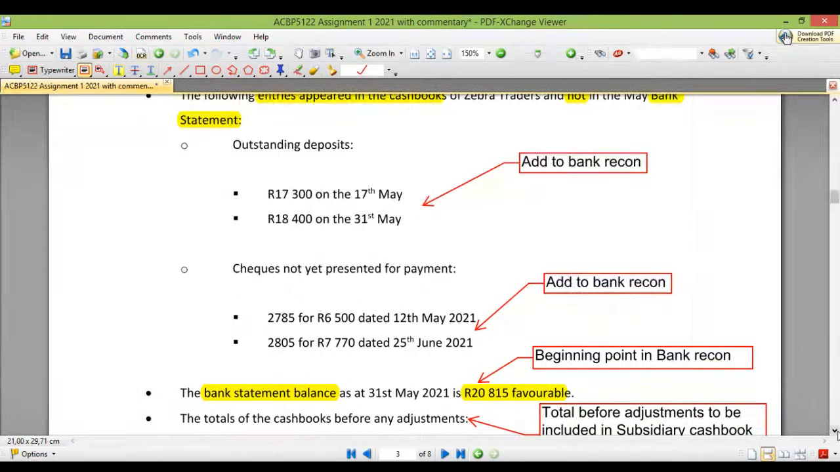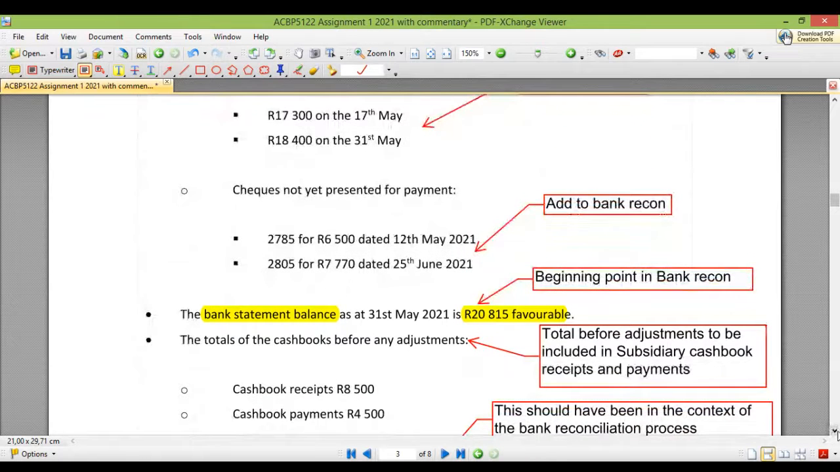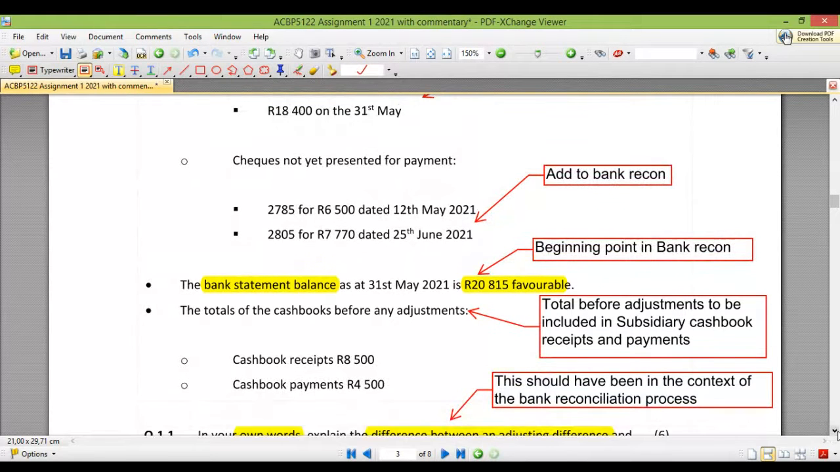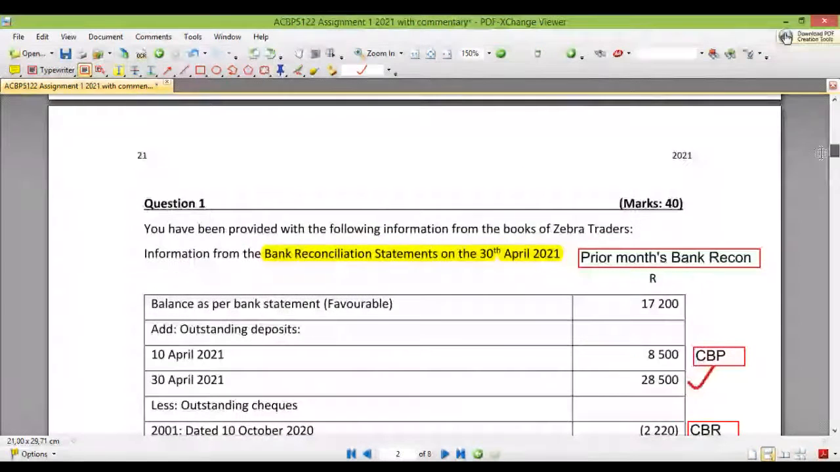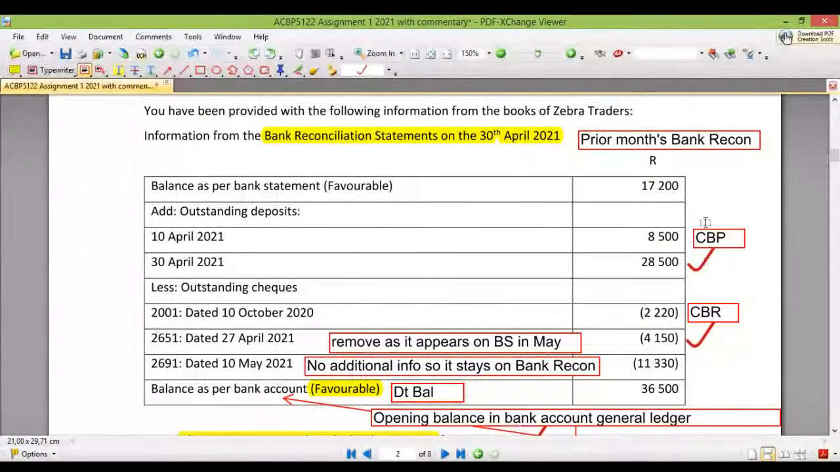And then they tell you your bank statement balance is 815, your favorable balance. So that's your starting point of your bank reconciliation. And your totals for your cash books before adjustments is these amounts, which you then use for question 1.2 to do the reconciliation.